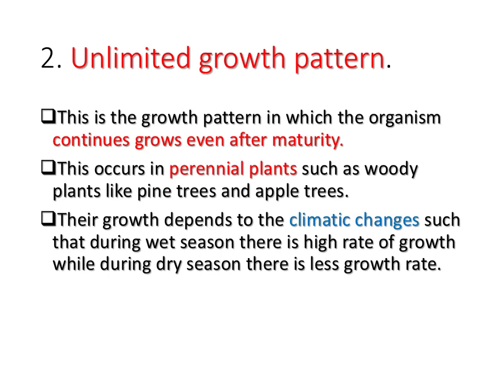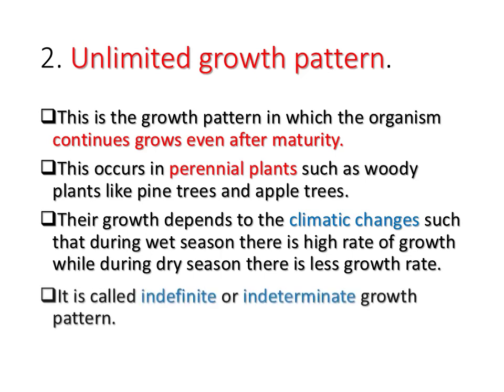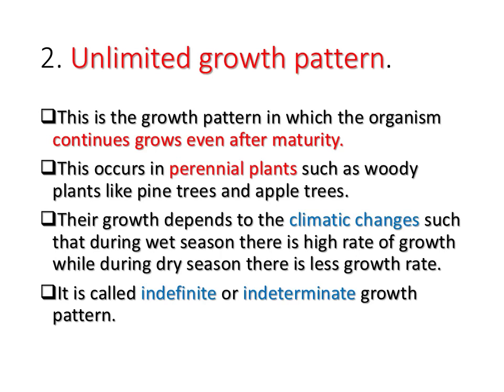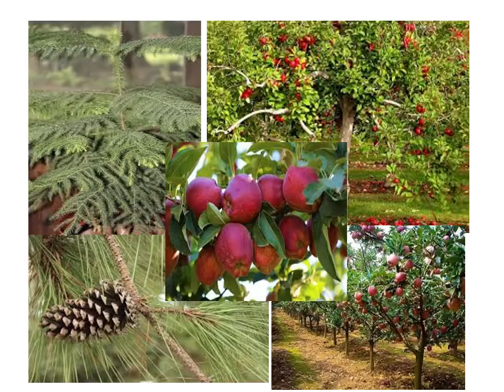So in unlimited growth pattern, the organism continues to grow even after maturity has been reached. It is called indefinite or indeterminate growth because that growth does not terminate even if the organism has reached maturity. Those are some perennial plants. As you see, there is a pear plant, apple trees, and other kinds of perennial plants.